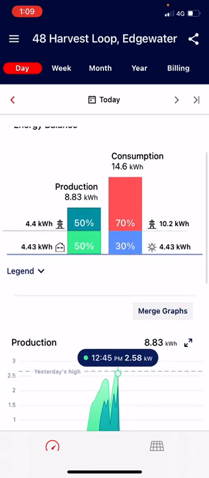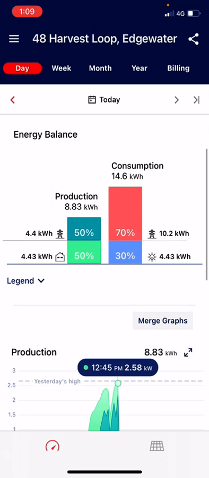So we can see production on the left, consumption on the right, and this is giving you a breakdown of where the energy is going and what percentage is happening. If we look on the left, they've produced nearly 9 kilowatts today, and it's a 50-50 split. So half their energy is used, half is being exported. However, if we go to the consumption, 70% is coming from the grid of their total consumed amount of power at the property, and that means that they're using too much at night.